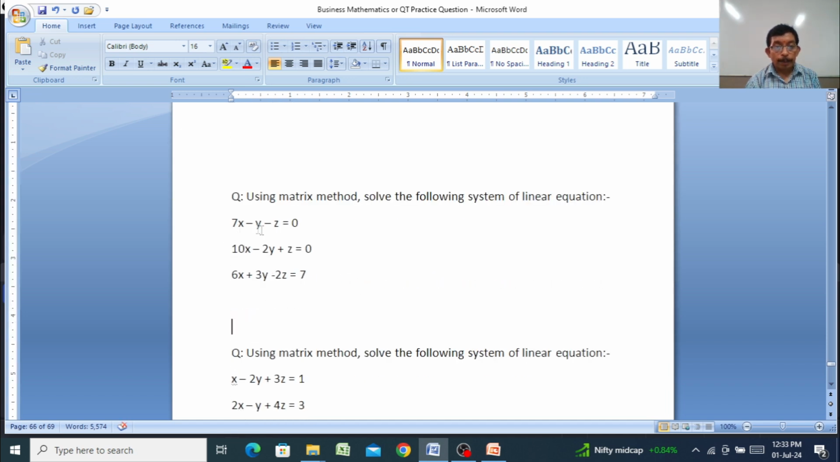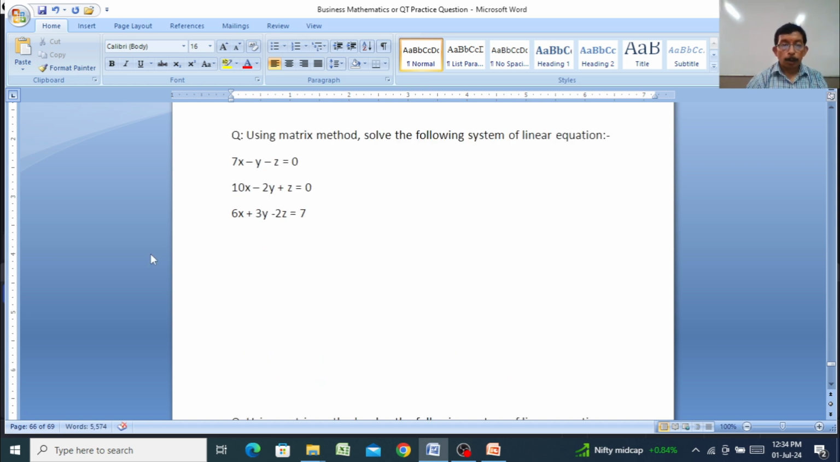The equations are given here: 7x minus y minus z is equal to 0, 10x minus 2y plus z is equal to 0, 6x plus 3y minus 2z is equal to 7. These three equations are given. Now find the solution of the unknown values x, y, z with the help of the matrix. Now solve.